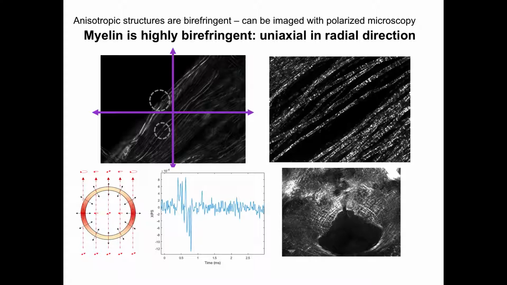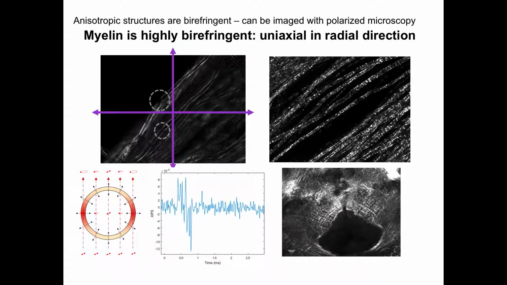So if you orient it so that some part of the light is polarized this way and some polarized that way, so basically 45 degrees, it shines up very nicely. If we were to rotate it so it's parallel to one of these, it would just be dark.